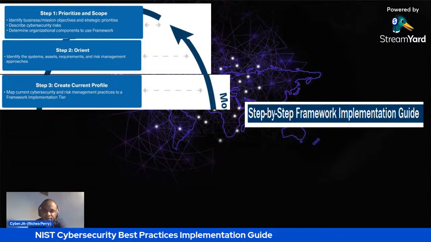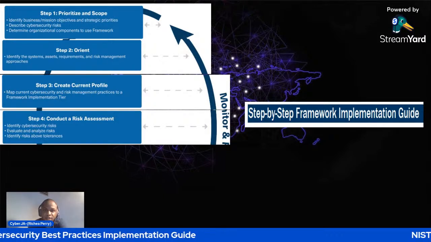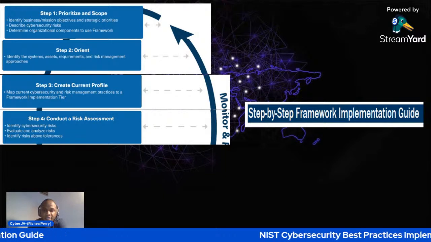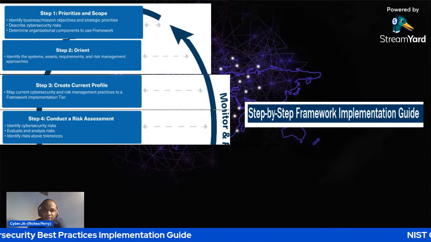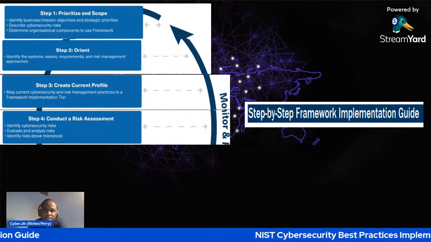The fourth step, rather, is to conduct a risk assessment. In this phase, you identify cybersecurity risk, evaluate and analyze risk, and identify risk above tolerance.